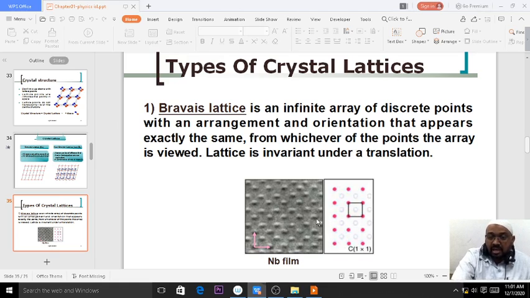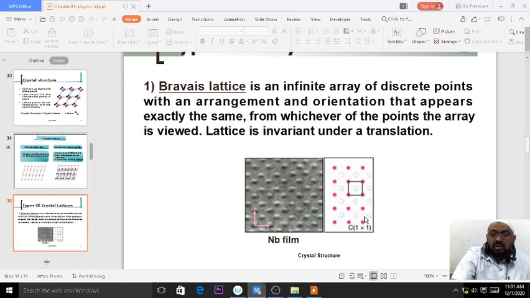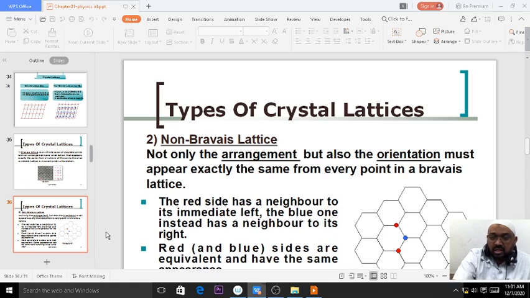Now this is the microscopic image, and we have taken some imaginary points here. This is a square, and this square can be drawn from any four points. If you take any four points of this diagram, you will get the square structure. Now we move to the next one.